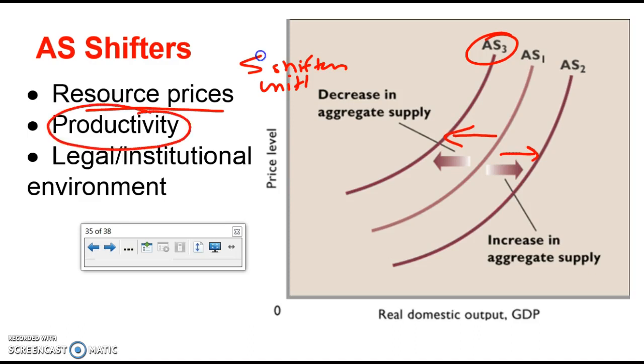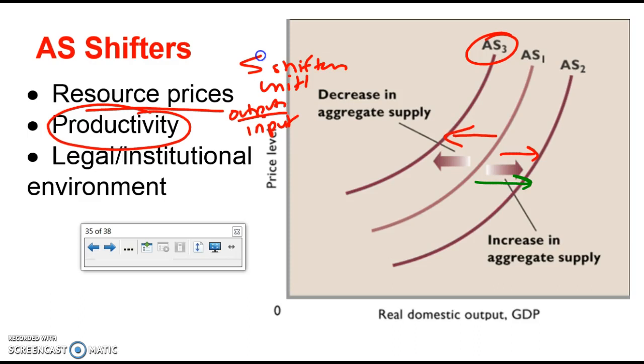Productivity, output per unit of input. If we get more productive, we're able to do more with less, then supply is going to increase. More productivity means more supply. If for some reason we let our capital depreciate, we lose it, we become less productive, our computers break down, we don't replace them, aggregate supply will shift to the left.